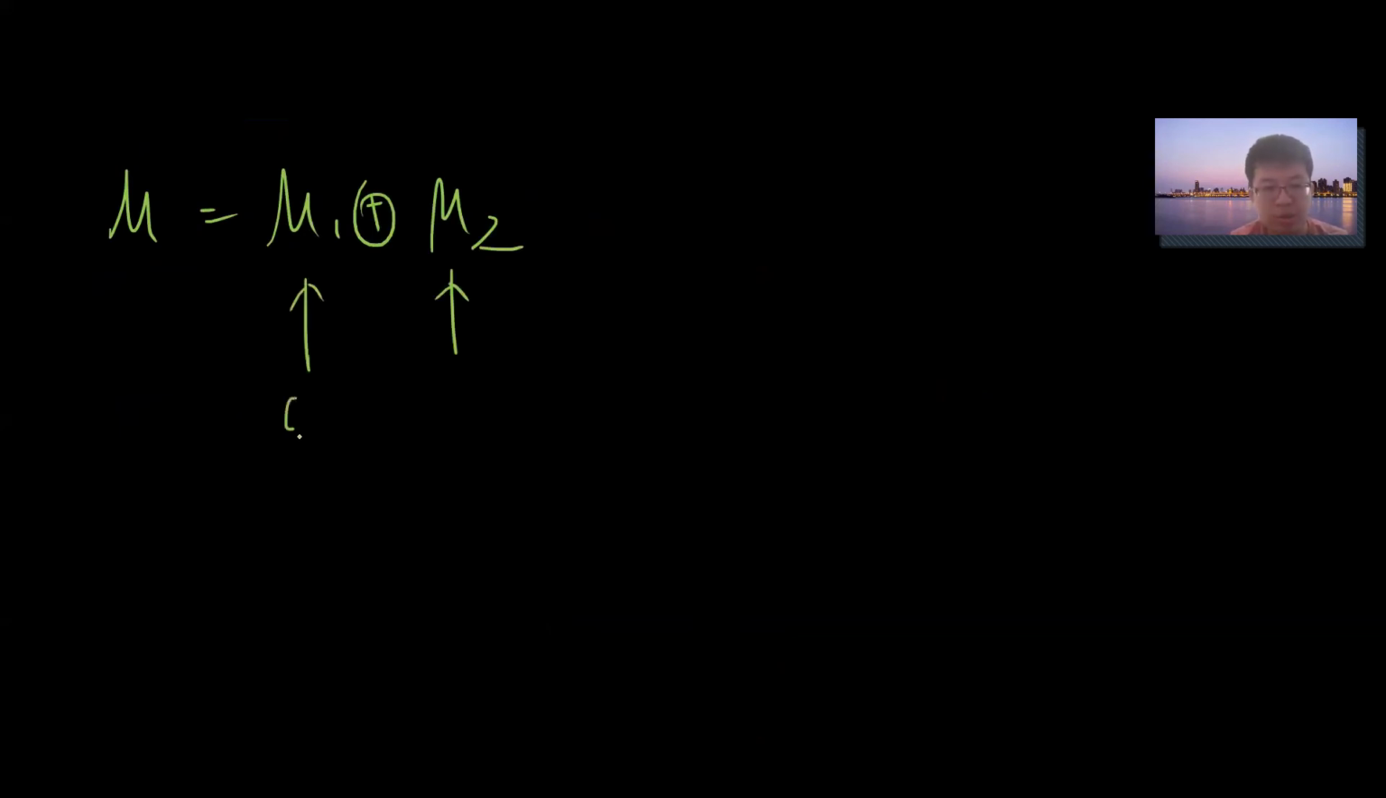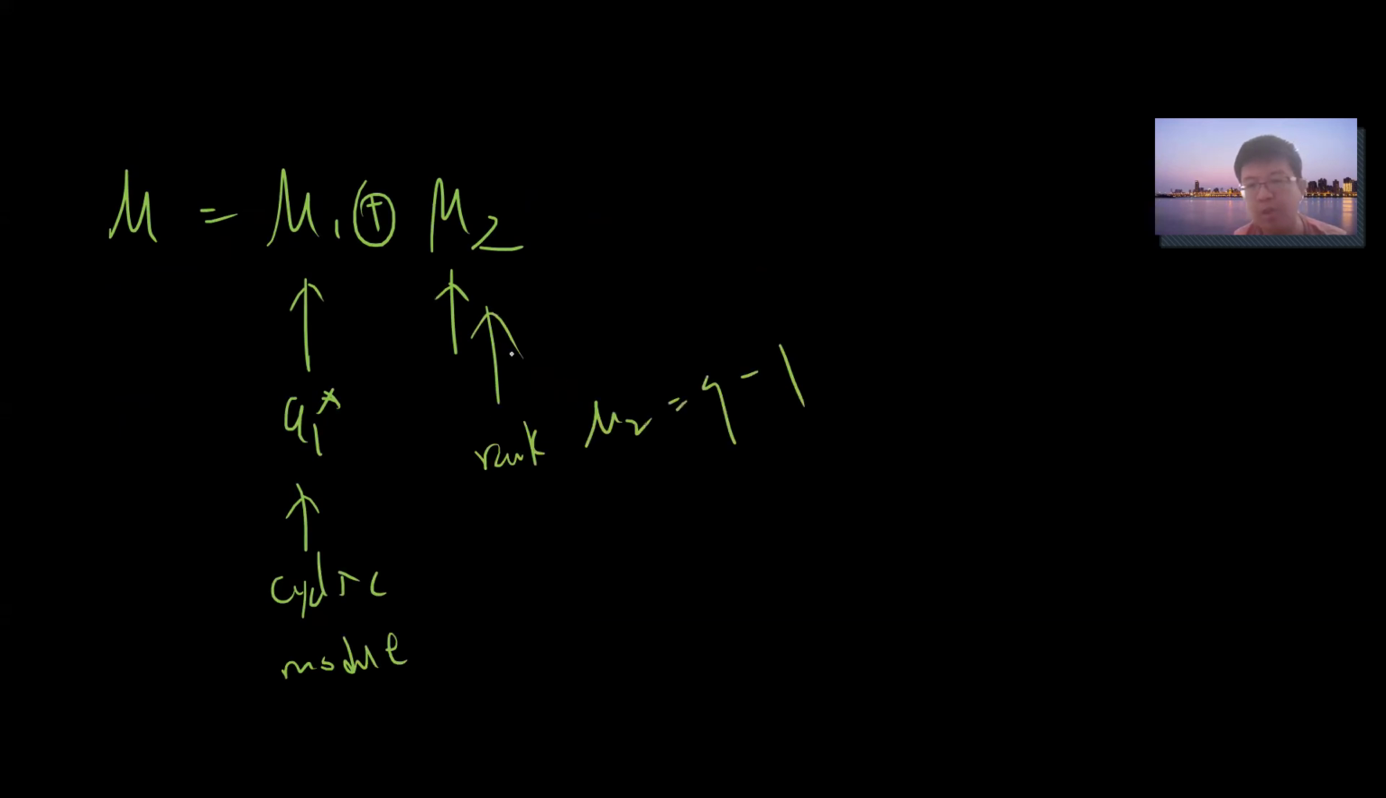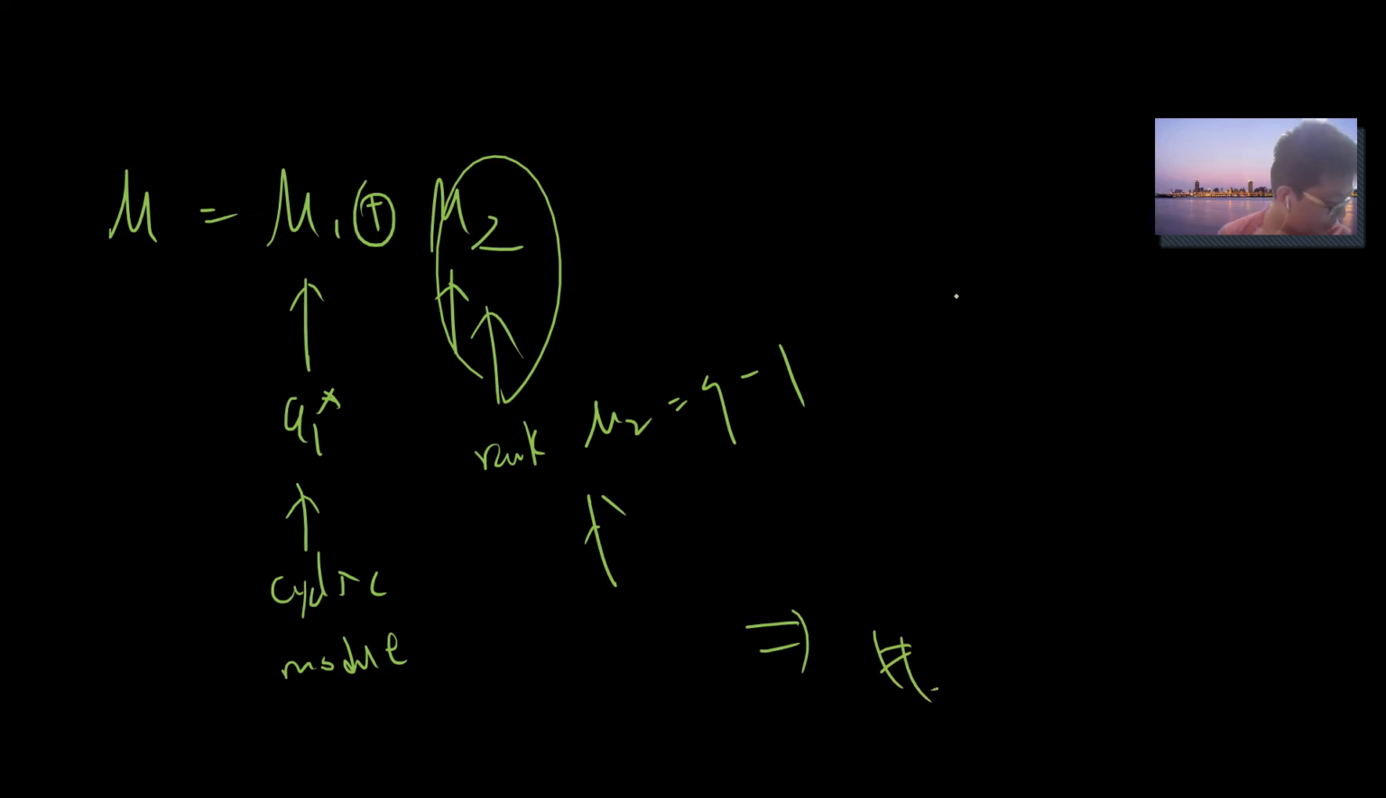M1 is generated by A1 star, so this is a cyclic module. And M2 has rank Q minus 1, so by the previous induction, I know this is a direct sum of cyclic modules, so the total M is a direct sum of cyclic modules. Okay, we finish the proof. So difficult. Now the corollary. I only talk about one corollary.